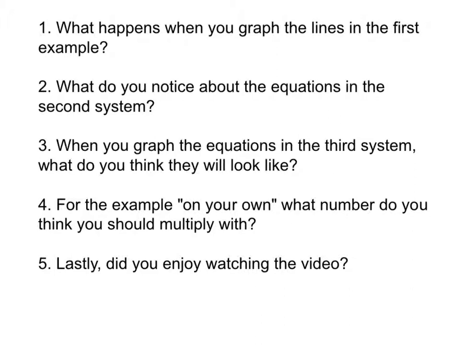So for a recap, here are the 5 questions that I'd like you to answer. Number 1, what happens when you graph the lines in the first example that we went over? The first example that we went over was 2x plus y equals 4, and 4x minus 2y equals 0. So what happened when we graphed those lines? If you have to, you can always rewind the video.